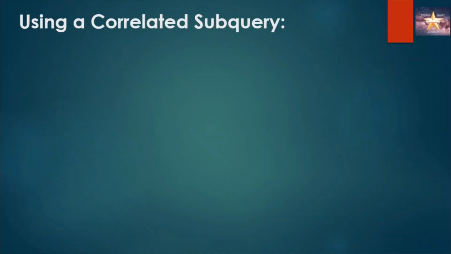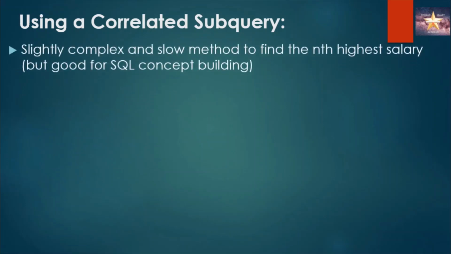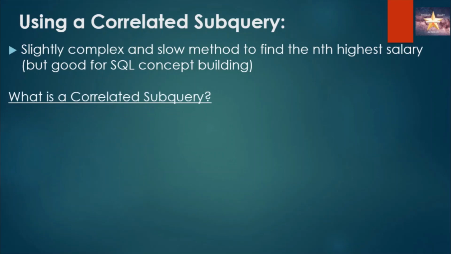The third and the final method is using a correlated subquery. Now this method is slightly complex and wordy, and it's also pretty slow when it comes to the execution speed. And when you compare it with the dense rank and top distinct methods, it takes more time to execute. But from the concept building perspective, this is a really good topic to understand as it's pretty helpful in solving various other SQL scenarios. So let's first understand what a correlated subquery is.